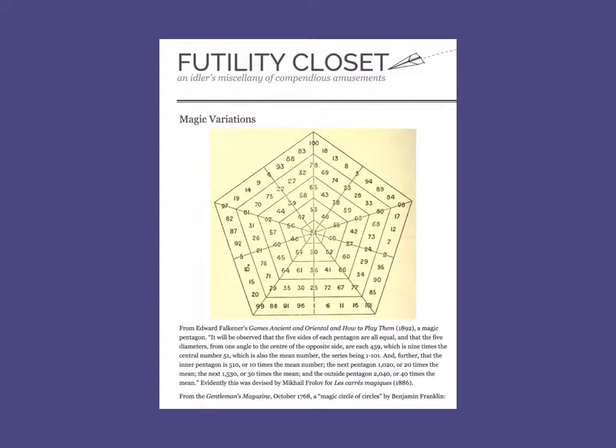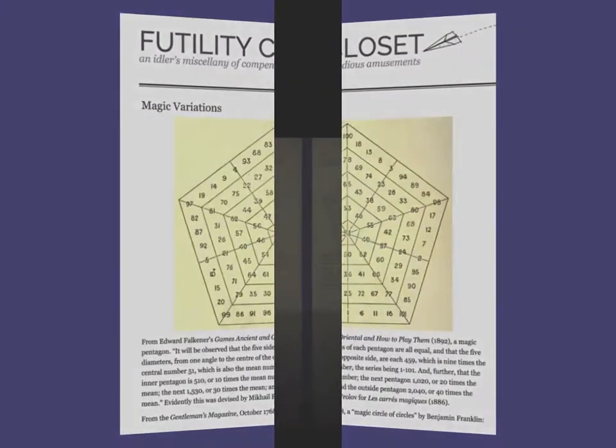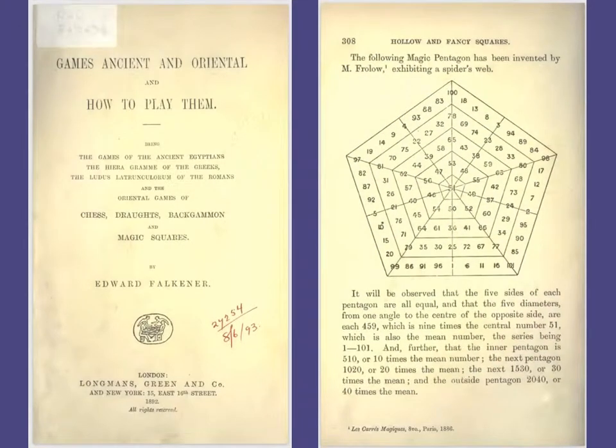But they talk about this magic pentagon, and they talk about it in a certain book that this guy Edward wrote called Games Ancient and Oriental and How to Play Them. Quite a long title. Anyway, so I went and I got the book, okay? And in the book there's just a single page on this magic pentagon.